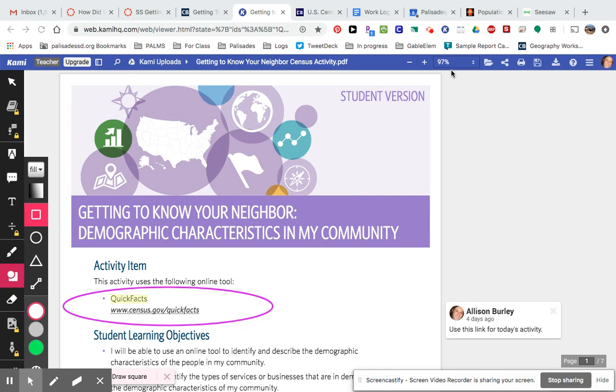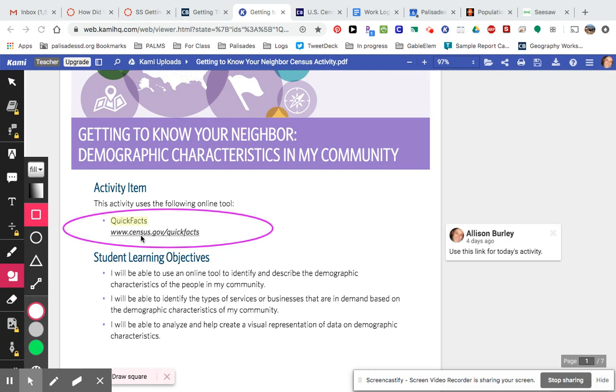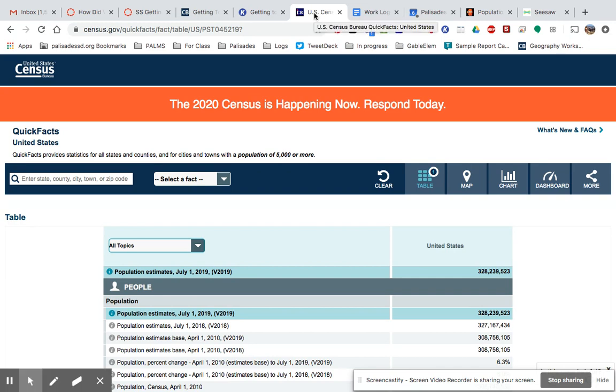Okay? So when you open this up tomorrow in Kami, you're going to see that there's a link here, census.gov quick facts. Just make sure you open this up. You could see up here, I actually already have it open for myself, okay?